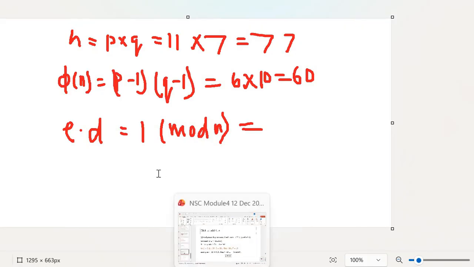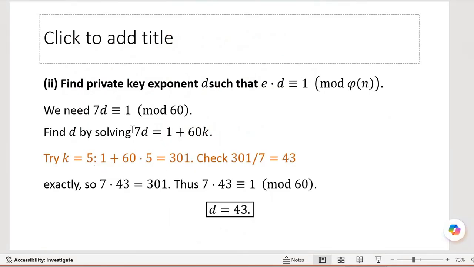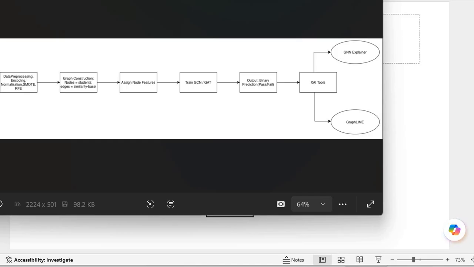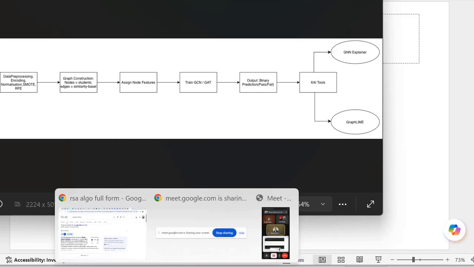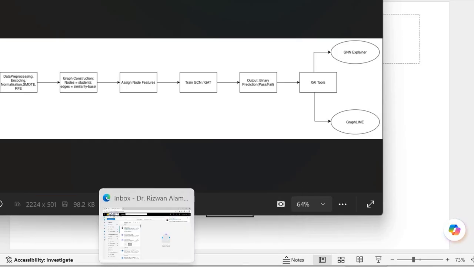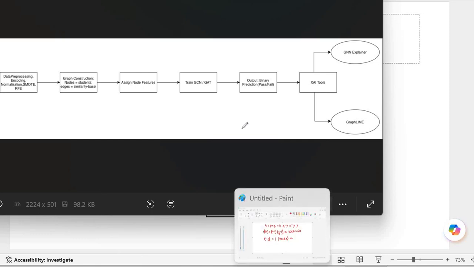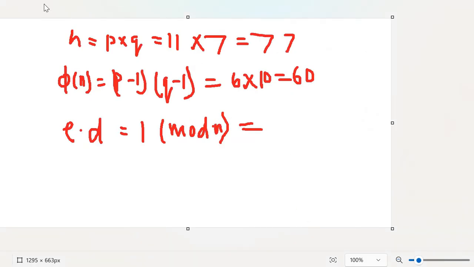For that, we will try to solve it with the help of 7d is 1 plus 60k. So this equation we can change as e into d is 1 plus mod phi n. Sorry, mod of phi n we have to take here. Okay, so let me go to Paint again. Sorry. So 1 mod of phi n. Okay.